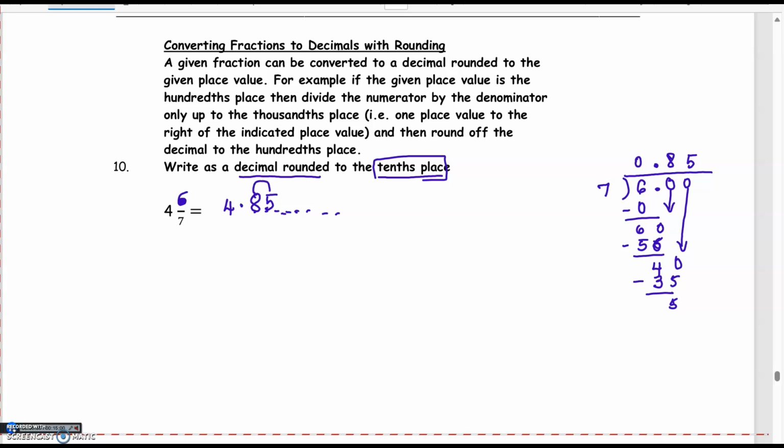We're going to look. So this is the tenths place. Look one place value to the right and it tells you to round up. So therefore we get 4.9. So when you have to round numbers, just remember, don't keep going on and on until you get recurrence, because we don't really need to know what's in any other place value other than the hundredths place. So stop at the hundredths place and you're done.